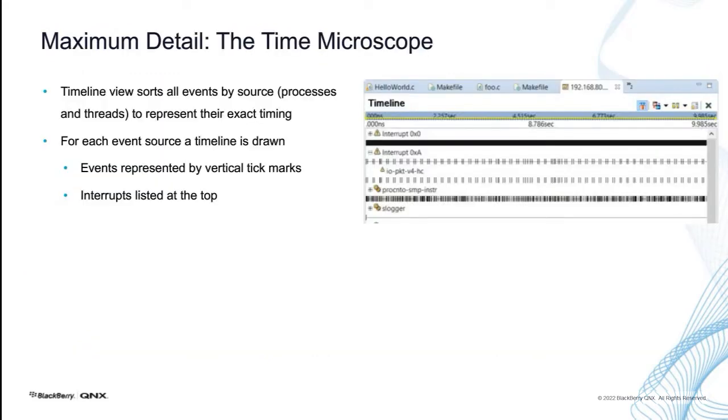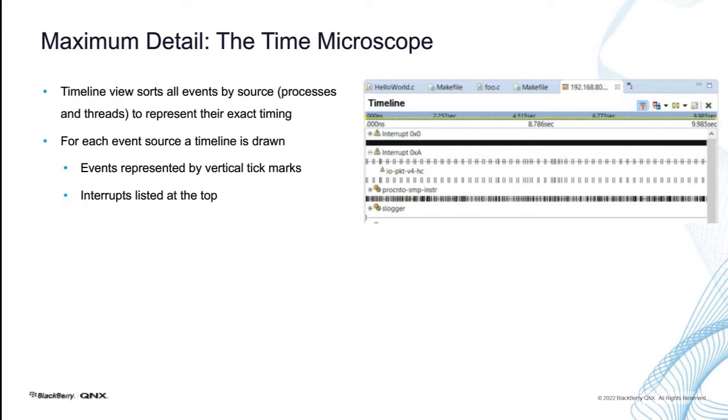Now, what we are seeing here is the main view we will be working with today, the timeline view. The system profiler sorts all the events in the log by owner. And owner is the source of the event, process or thread. For each owner, you will see a timeline, a horizontal line. And each little vertical line is one event.